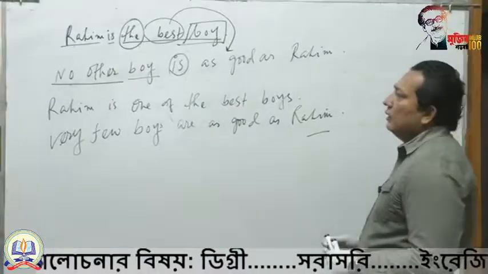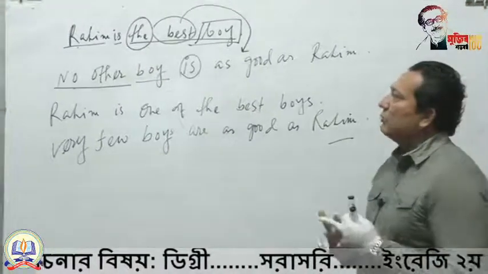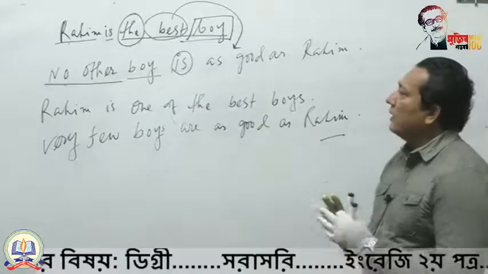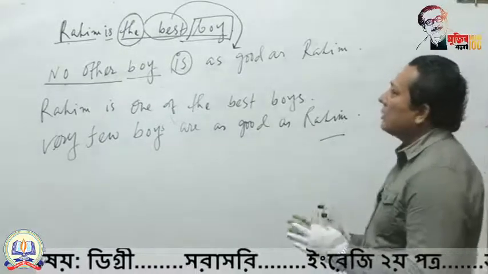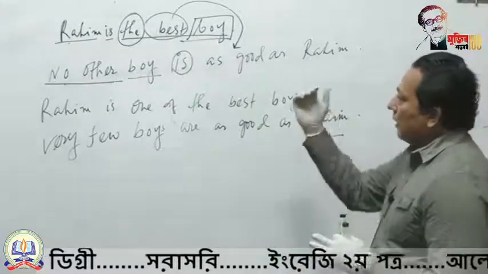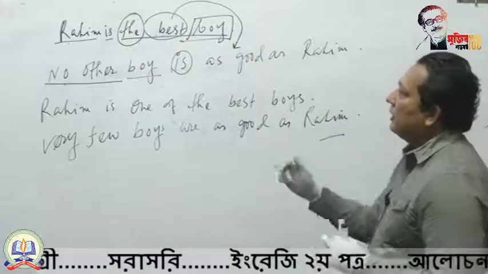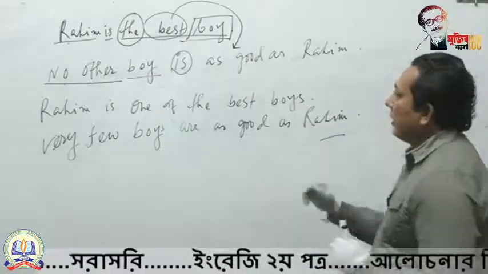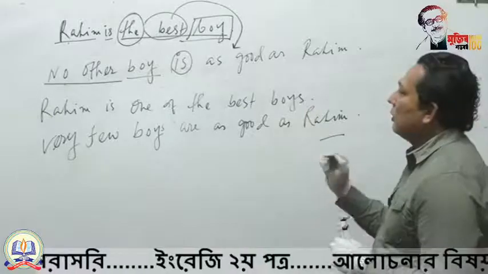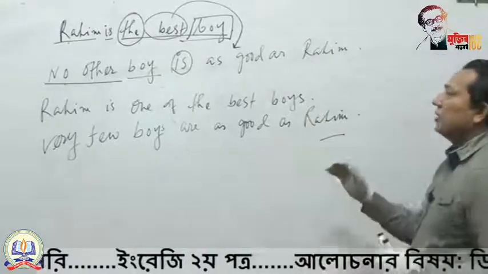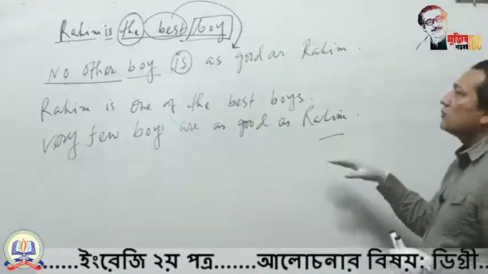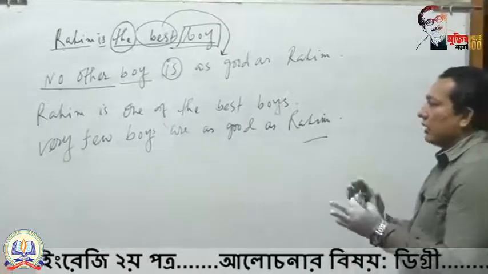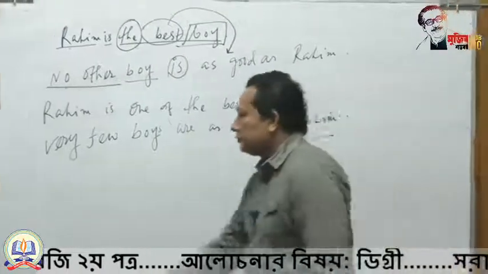That means you will find two types of superlative degree. It started with "the" and it started with "one of the". If you find the superlative form started with "the", you have to use "no other". And of course you have to use "very few" if you find the superlative form started with "one of the". In this way, you can transform superlative to positive degree.